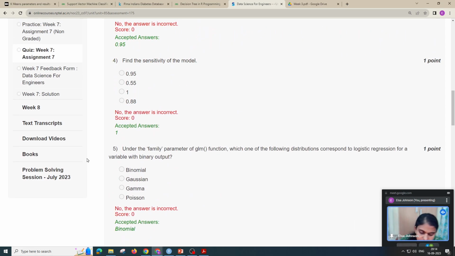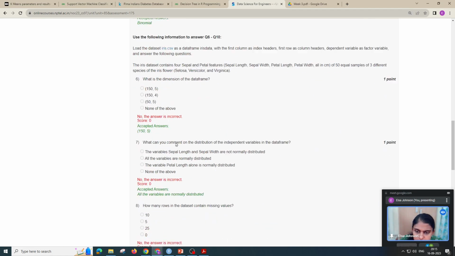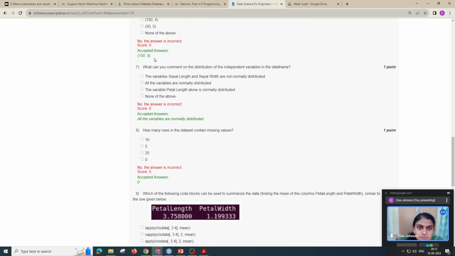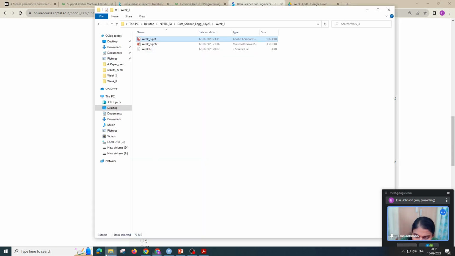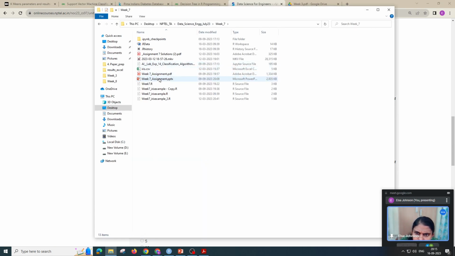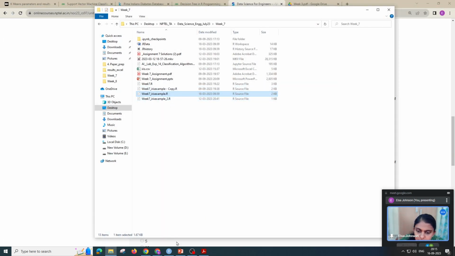Then assignment 7 is this one only, right? Assignment 7, question 7. This is Swami, this one. Is this the question? What can you comment on distribution of independent variables in the data frame iris? That we'll go with RStudio then. Sorry, not Visual Studio, RStudio.